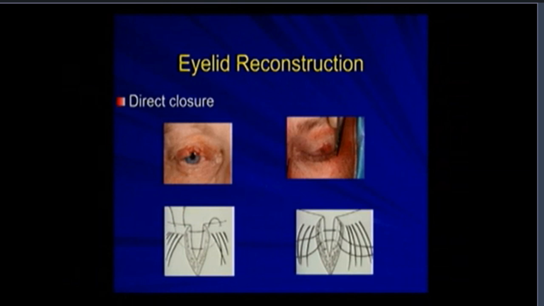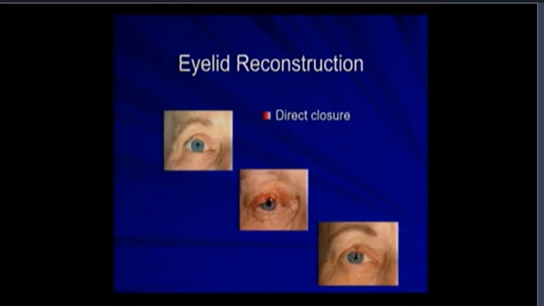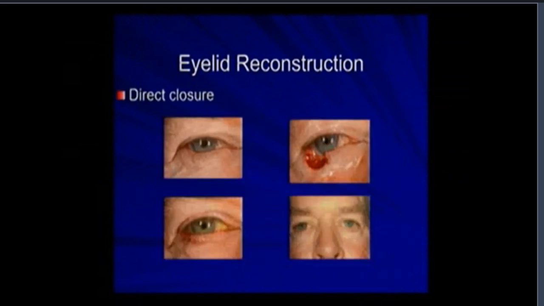This is again a patient with wedge resection with just direct closure, aligning the lid margin. This is another patient, the same patient, with lid closure. This is again another patient with direct lid closure, because this defect is small.